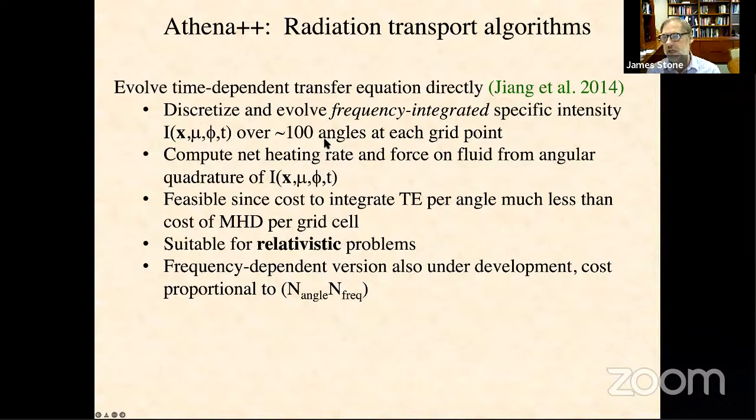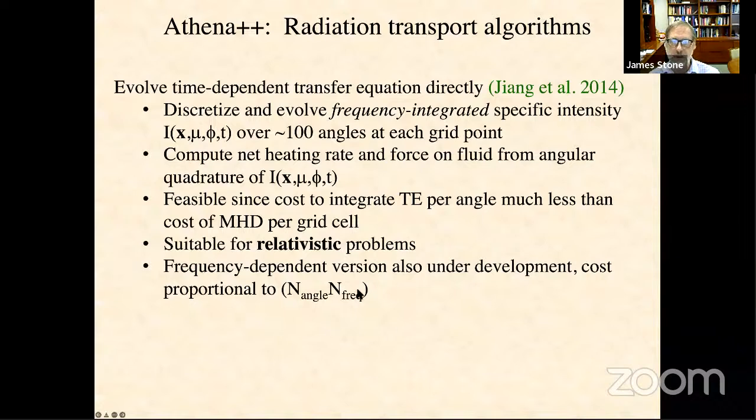We have specific intensity at 100 angles, but the cost to integrate the radiation transport equation at any given angle is much less than the cost to integrate the MHD equations. And therefore, we can roughly afford to do 100 angles at the same computational cost as doing the full MHD. And so this makes the problem tractable. And because we're solving the time-dependent transport equation, it's suitable for relativistic problems. We're following the dynamical evolution on the light crossing time by solving the time-dependent transport equation.